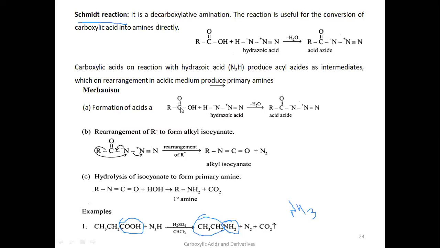Sp2 carbon means electron-deficient carbon, and we have an electron-rich atom here, that is nitrogen. So this nitrogen will act as a nucleophile. Now this is an electrophile, and this is a nucleophile. Now N minus is a nucleophile. Since this is an sp2 carbon, it will get a partial positive charge. So this will attack this positively charged, electron-deficient carbon, forming a bond between this carbon and this nitrogen.